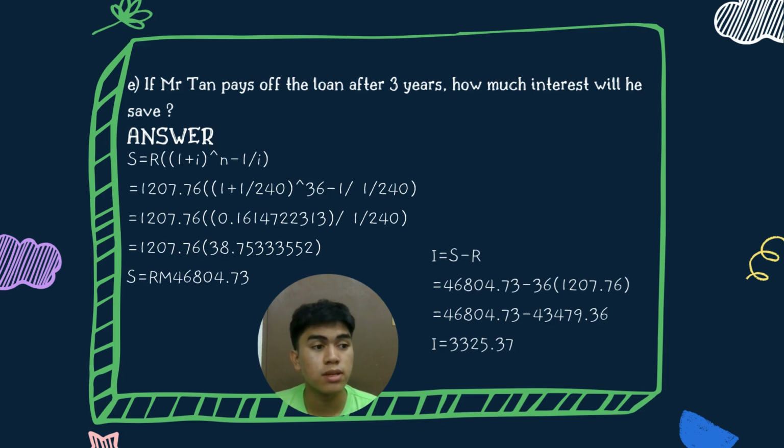So first we will write I equal 46,804.73 minus 36 open bracket 1,207.76 close bracket. First step, we must calculate the number in the bracket and minus it. So we will get RM 3,325.37 as the interest.